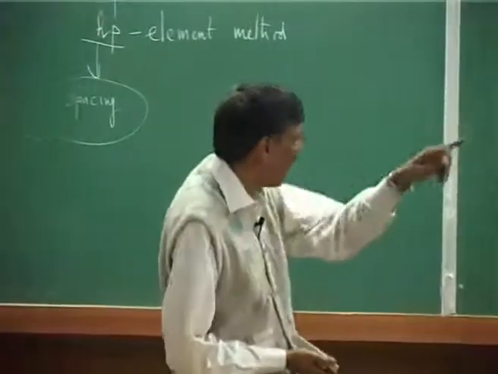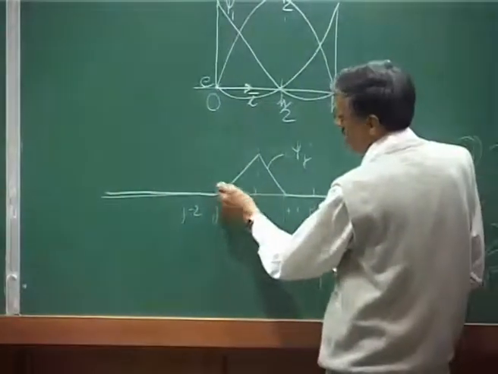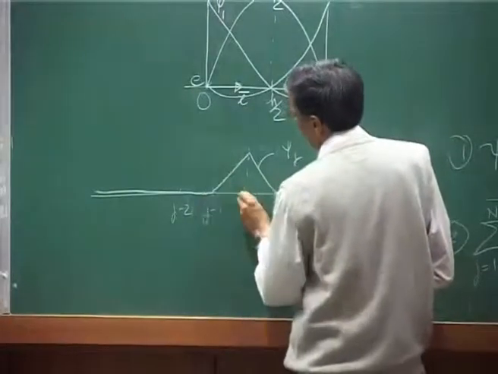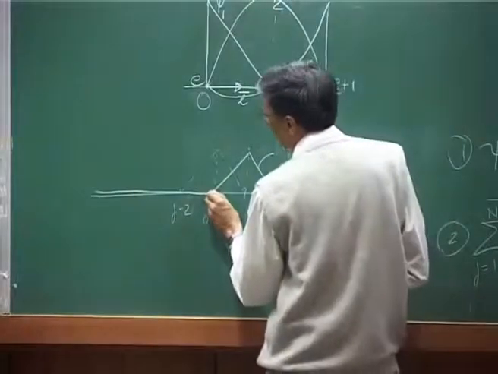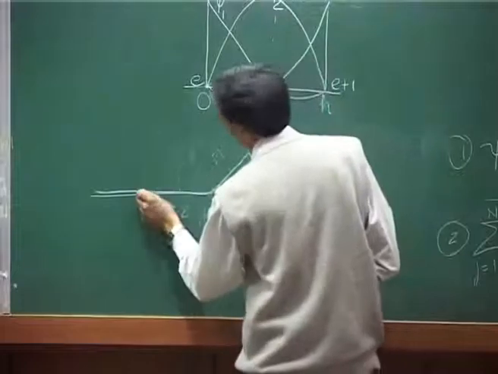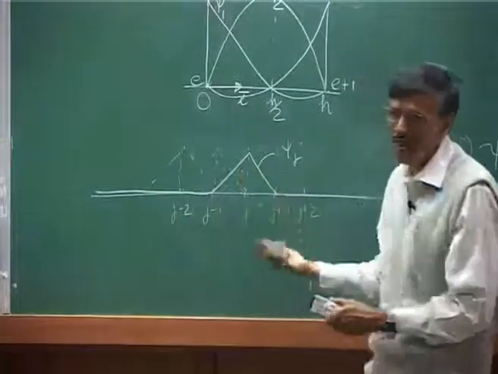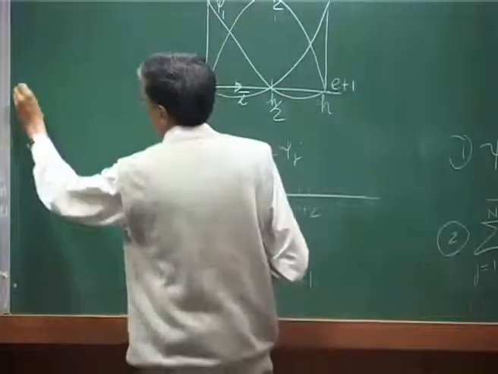Despite having done that, say for example, the next element centered around j plus 1 would be like this. So what we are actually doing is superposing this with the hat function, or what is called the chapeau function.